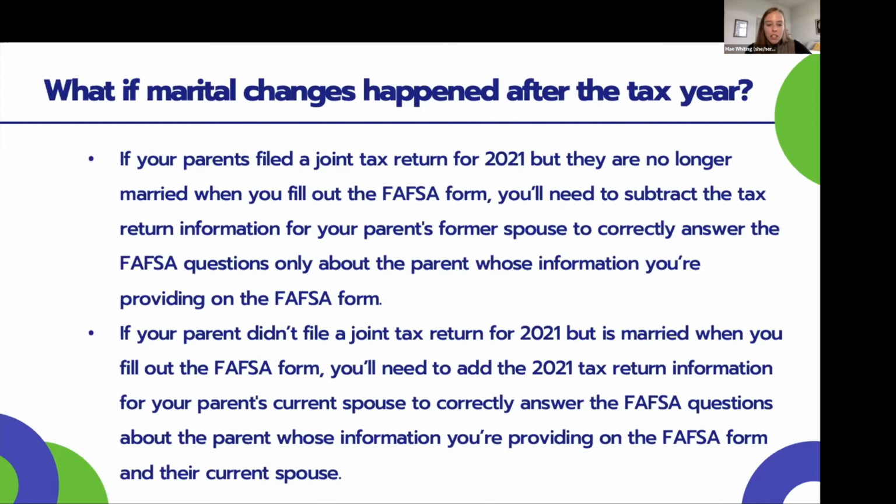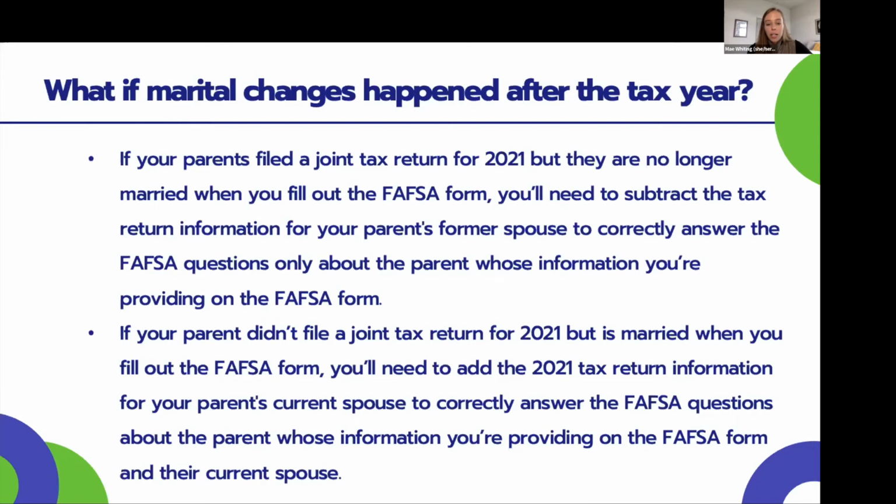If your parents filed a joint tax return for 2021, but now they're no longer married when you fill out the FAFSA form, what you'll need to do is subtract the tax return information for your parent's former spouse so that you can correctly answer the FAFSA questions only about the parent whose information you're providing on the FAFSA. So that's if your parents were married but are no longer.